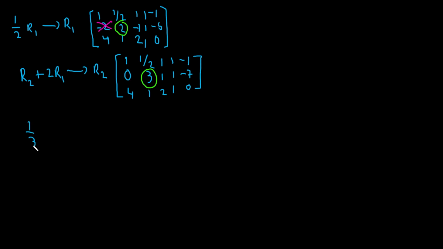1 over 3 row 2, and we want to replace row 2 in our final matrix. Okay, so the first row remains the same. The second row, well, 0 over 3 is just 0. 3 over 3 is 1. 1 over 3 is 1 over 3. Negative 7 over 3 is again negative 7 over 3. And 4, 1, 2, 0, since we're only affecting row 2, this row will remain the same. So we'll still have 4, 1, 2, and 0.